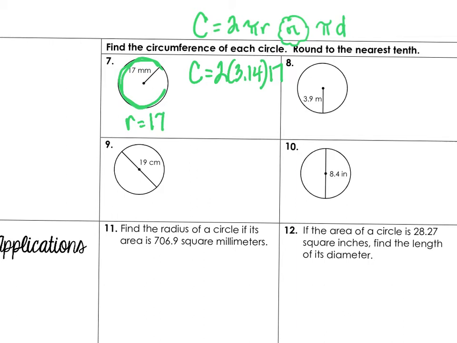And I hear your calculators clicking away. Circumference equals 106.76, and that's millimeters. And circumference is just a line. That's all it is, a line around the circle. So you do not square it.